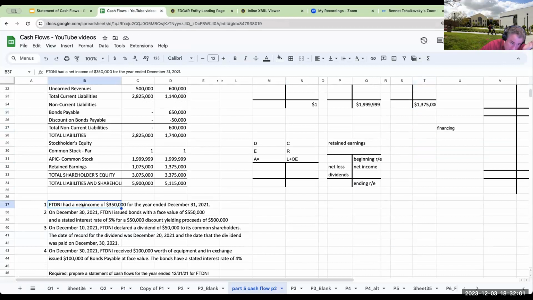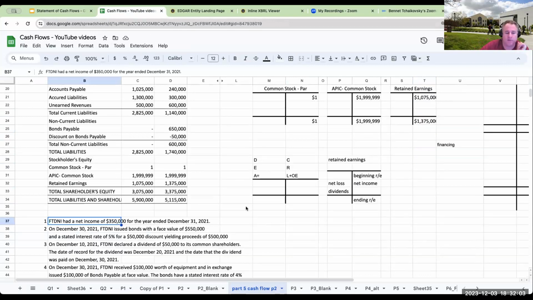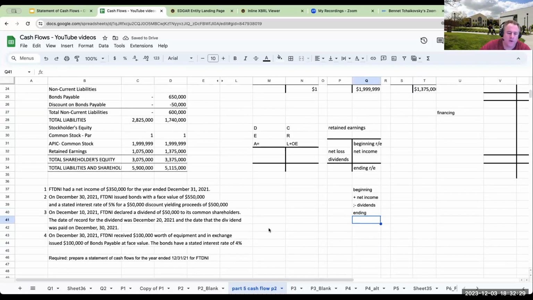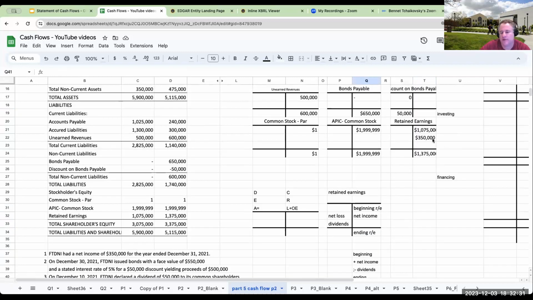So FDT and I had net income of 350,000. So what we're going to do over here, they add net income of 350,000. So that's going to show up over here in my retained earnings T account. Remember, what does the statement of retained earnings look like? Beginning plus my net income minus my dividends is equal to my ending. So right over here, this is basically going to be a credit balance.